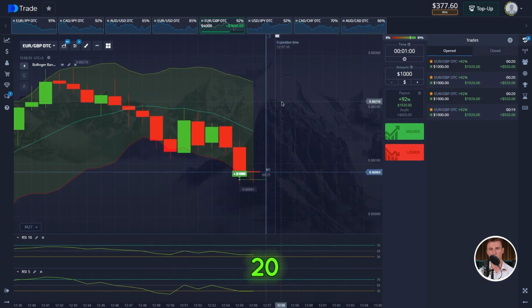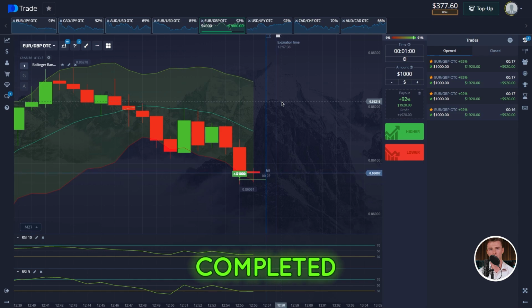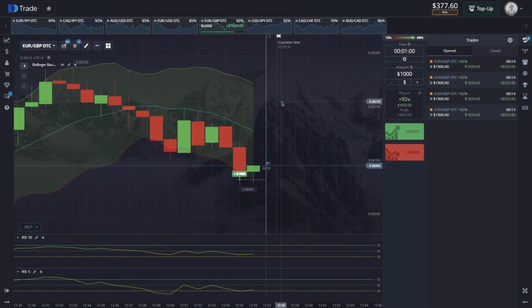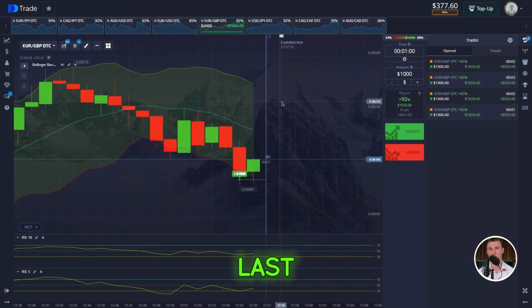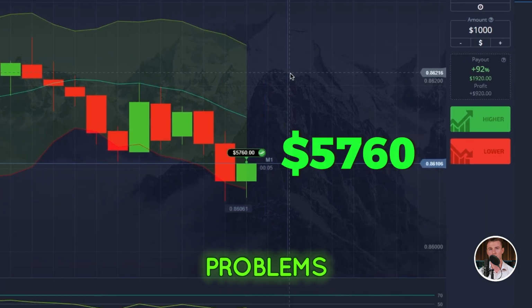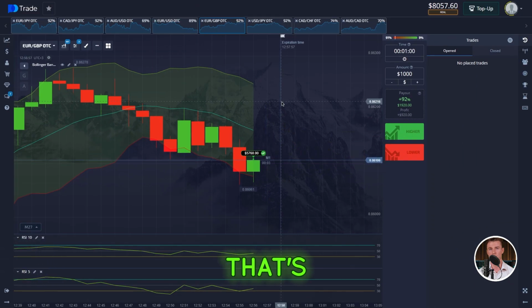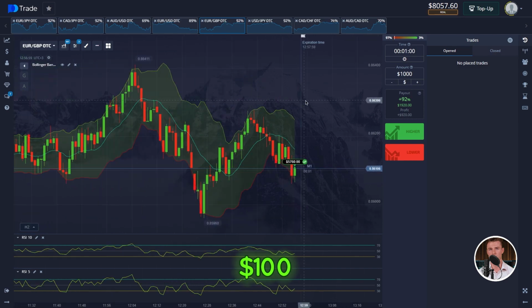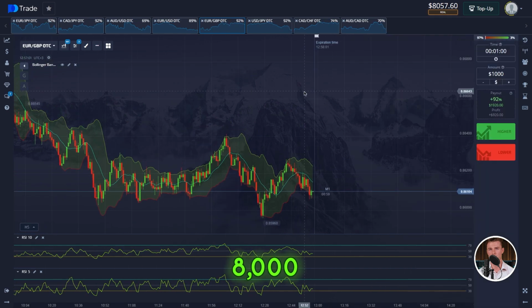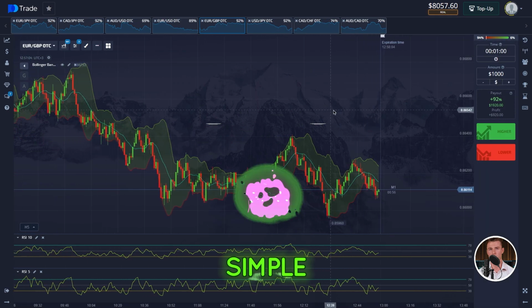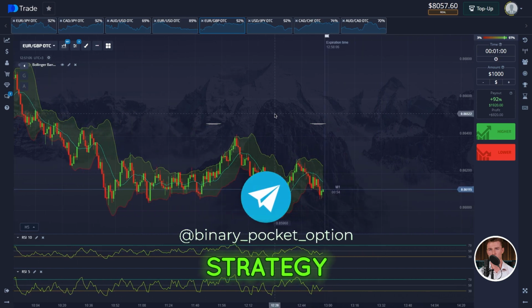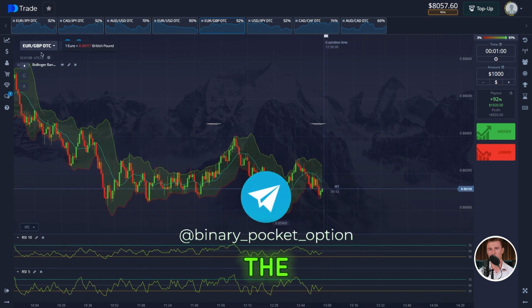There are about 20 seconds left until the trades are completed. Let's observe the result. The last seconds and the deals are closed without problems in a plus. That's the great result we got today. With $100, we made $8,000 using a very simple and easy to learn strategy. Let's move on to the conclusion.